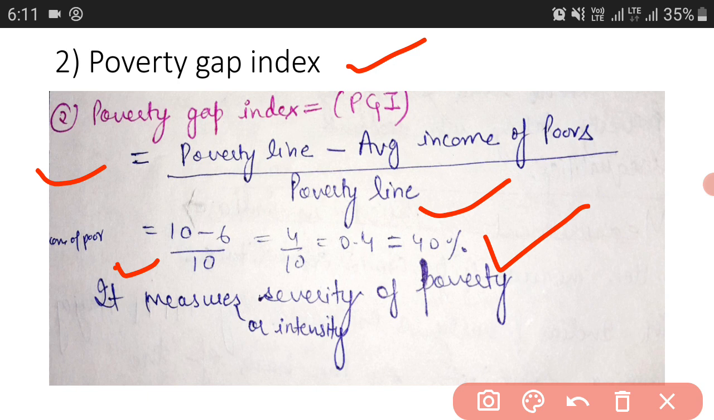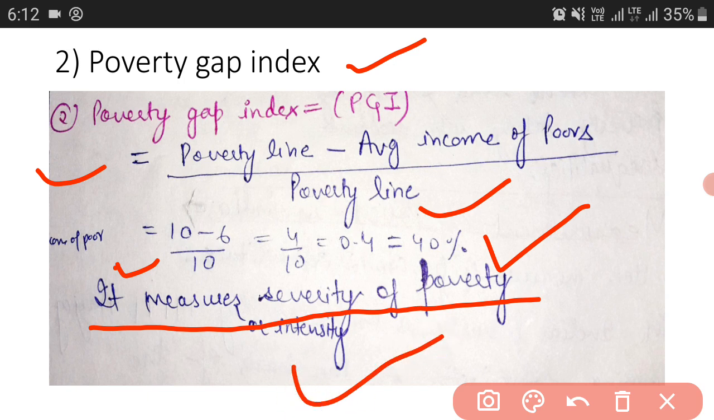So what it is doing is that it is measuring the severity of poverty, or we can say intensity. So what we can conclude is that earlier the poverty ratio was measuring the extent or magnitude of poverty, while this poverty gap index is measuring the severity of poverty. There is a difference. Okay, we should keep this in mind.